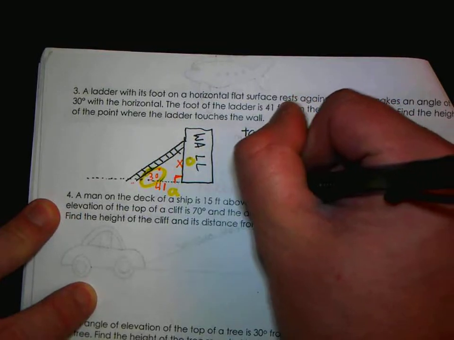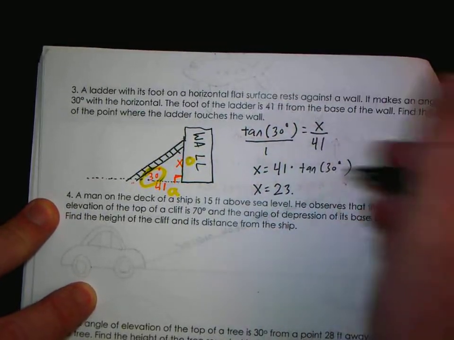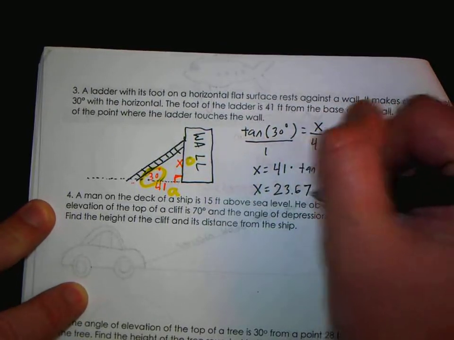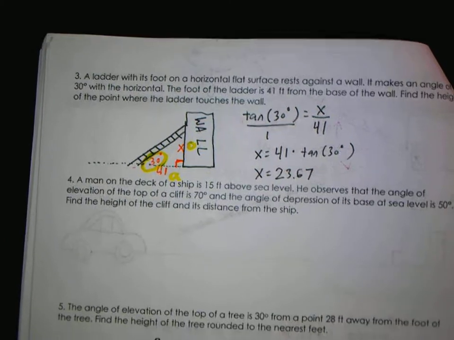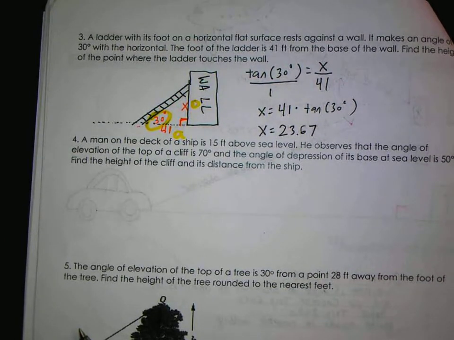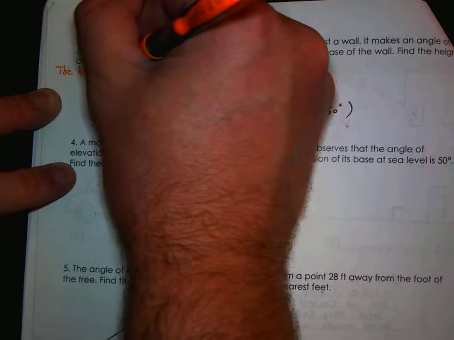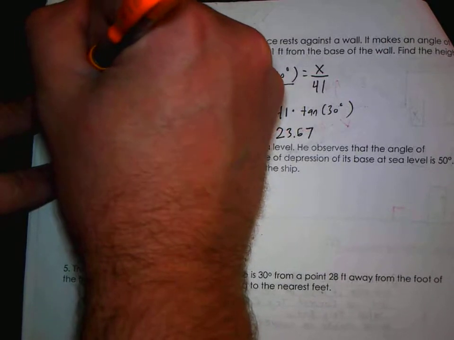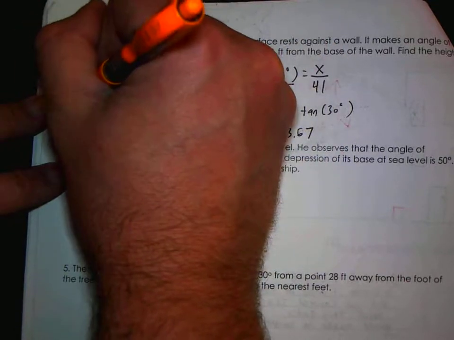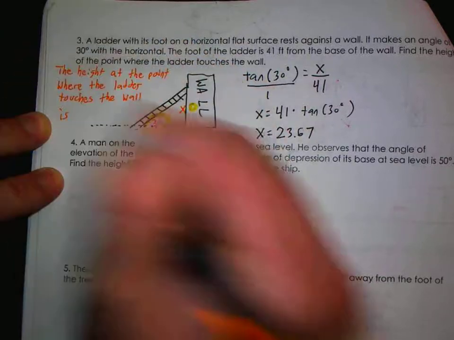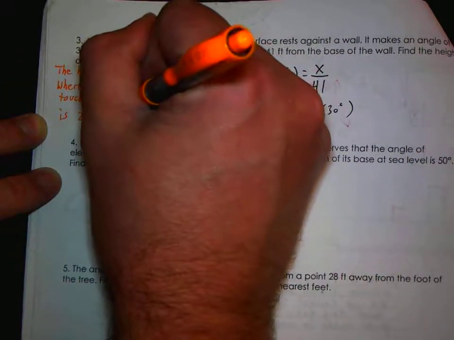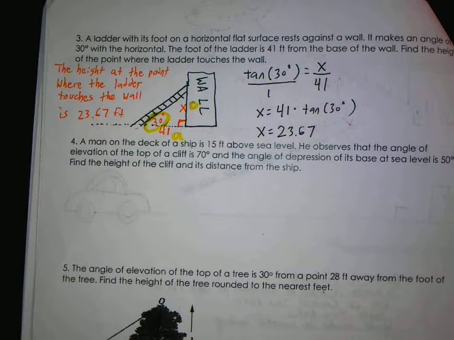Type that in your calculator. X is 23 point. It doesn't say how much to round. I usually do 2 decimal places if they don't say. So you plug that in the calculator, you get 23.67. So the height at the point where the ladder touches the wall is 23.67. All of our units are feet. Some problems put some of the units in feet, some in inches, some in meters, and make you convert things in feet.